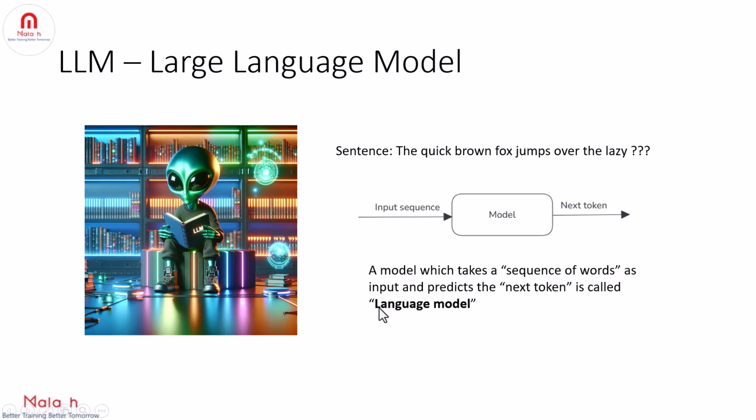So we understood in the previous lecture that the language model is nothing but a model which takes a sequence of words as an input and predicts the next token. That is called a language model. Now let's try to understand why the model is called a large language model.